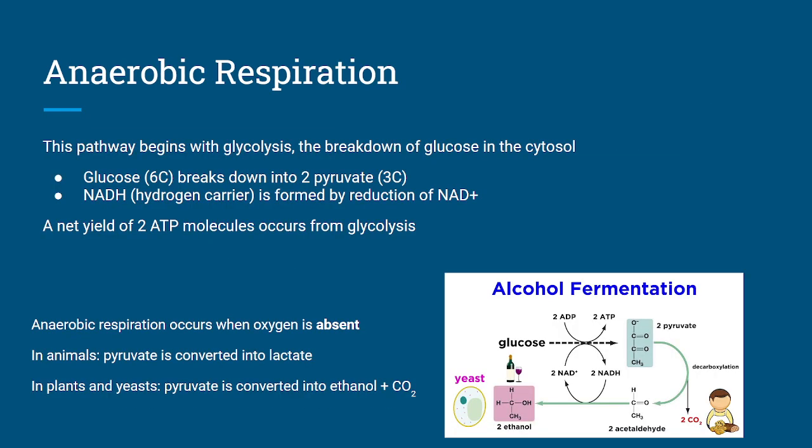Anaerobic respiration. So anaerobic respiration occurs when oxygen is absent, and this pathway begins with glycolysis, which is the breakdown of glucose in the cytosol. Glucose, which is a 6-carbon compound, will break down into 2 pyruvate molecules, which are each a 3-carbon compound.